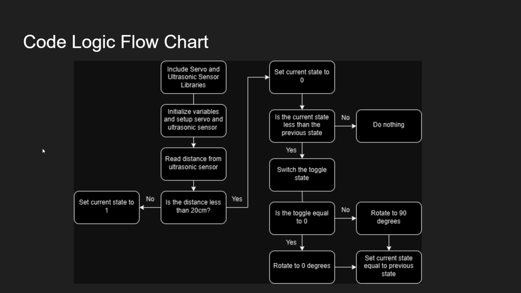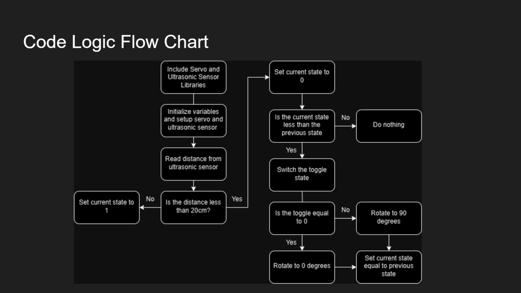The way this code works is by first including the servo and ultrasonic sensor libraries, initializing those variables, and reading the distance from the ultrasonic sensor. Then, if the distance is less than 20 centimeters, it will go and set the current state equal to 0. If it is greater than 20 centimeters, it sets the current state equal to 1.